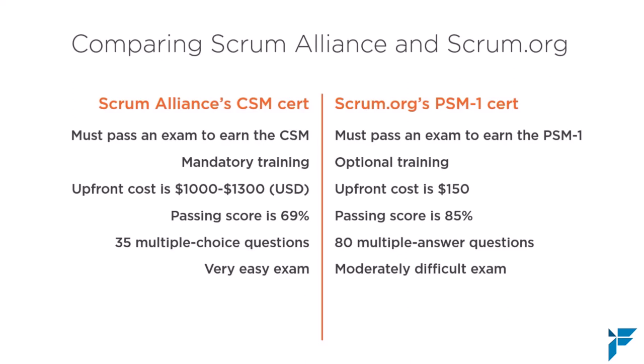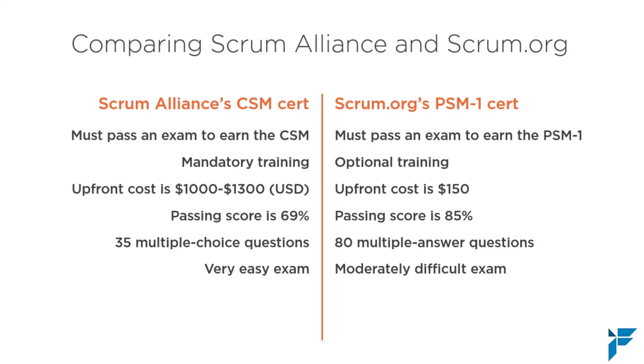The CSM is a can't-fail exam that you're entitled to take if you pay $1,000 or more for the mandatory 2-day training by a Scrum Alliance trainer. The PSM exam requires you to know Scrum's fundamentals reasonably well and much better than an equivalent CSM certification holder.